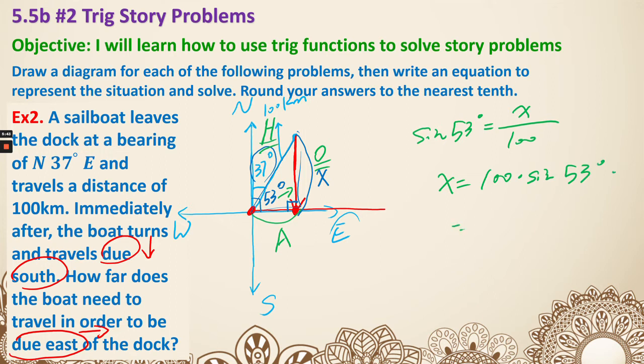Put it in your calculator, that should give you 79.8, actually 79.9. The question is saying round to the nearest tenth. Don't forget a unit, kilometer. That is example 2. So you see, as soon as you finish drawing the whole thing, you will see a right triangle clearly, and that's the one we are working with. That's example 2.